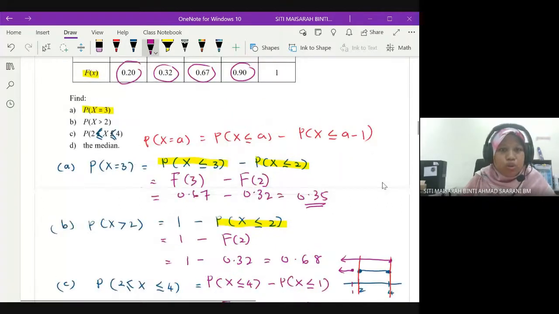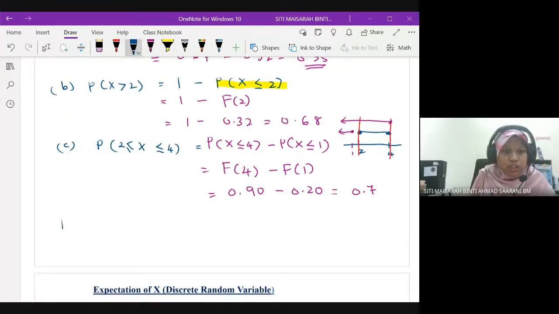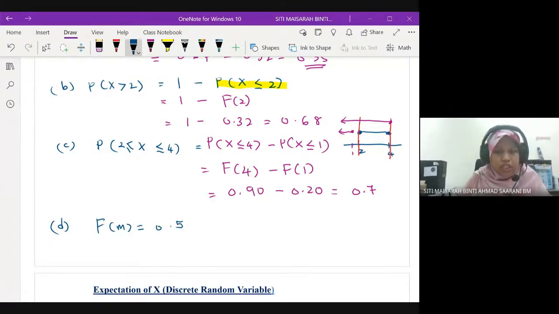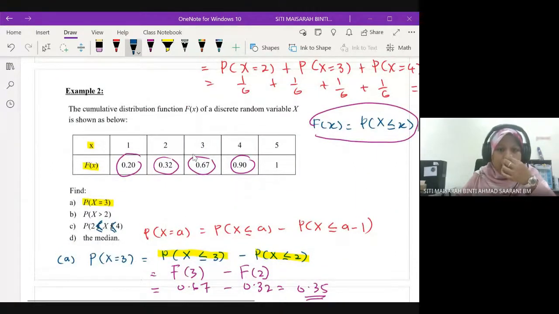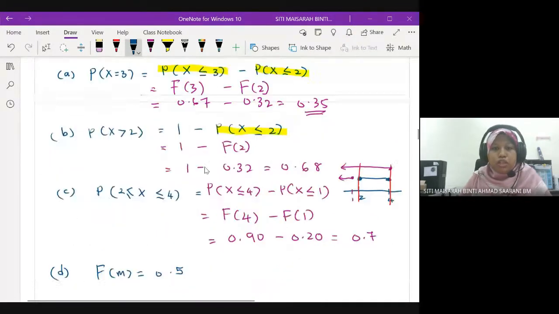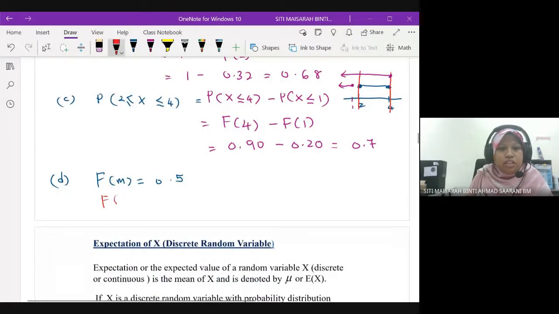And then the last one, we want to find the median. So since we have a cumulative, so then we use F of m is equal to 0.5. So jadi kita tengok dekat table yang mana yang cukup 0.5. Okay. Kalau tengok kat sini F1 is 0.20, tak cukup 0.5. F2 is 0.32, tak cukup 0.5. But F3 is 0.67. So ini yang paling cukup 0.5. So jadi since F3 is equal to 0.67, so therefore median is equal to 3.